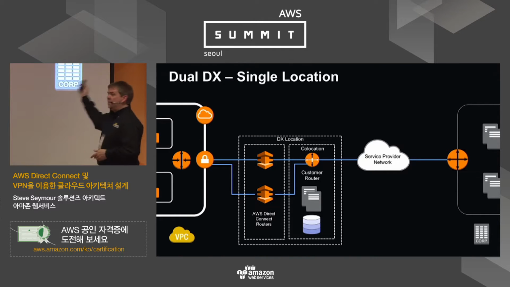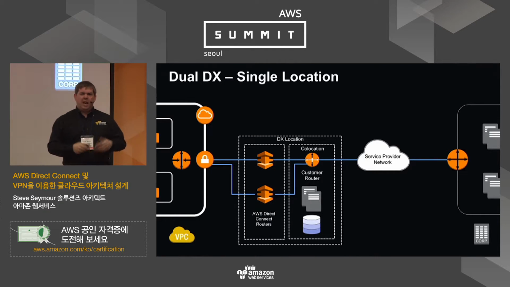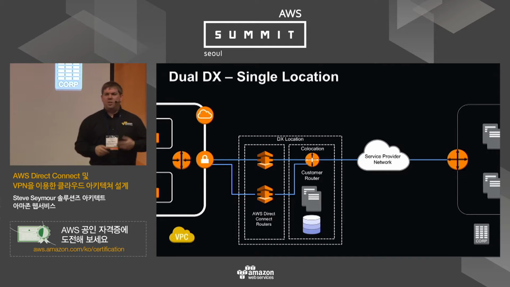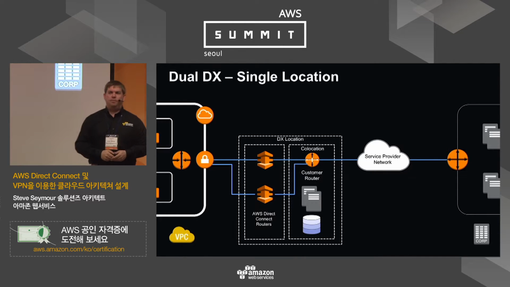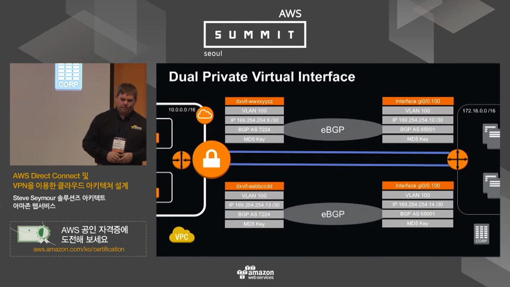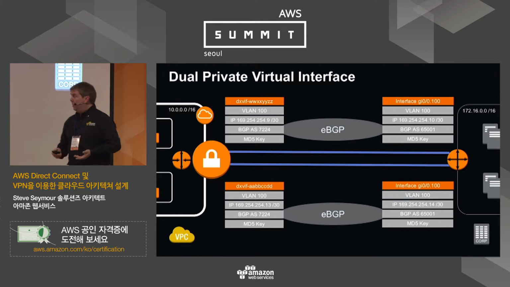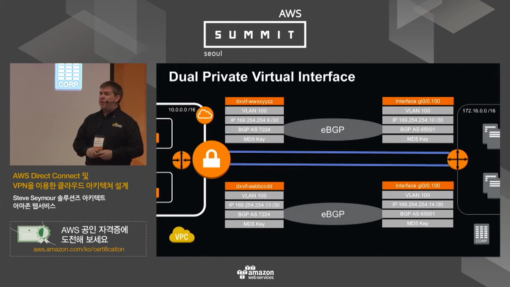The rest of the network is exactly the same. But how do we configure this? We're going to need to create multiple virtual interfaces. So we're going to create 2 private virtual interfaces, 1 on each connection. This is what it looks like. It looks pretty similar to how I talked about it a moment ago. We just have 2 of them now.